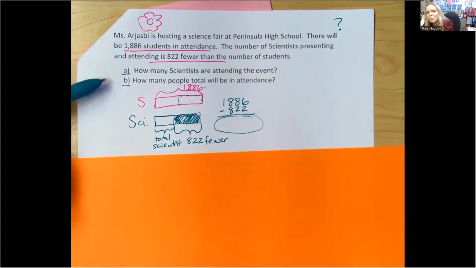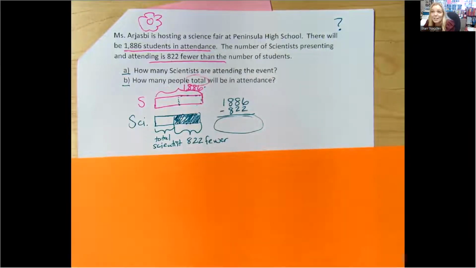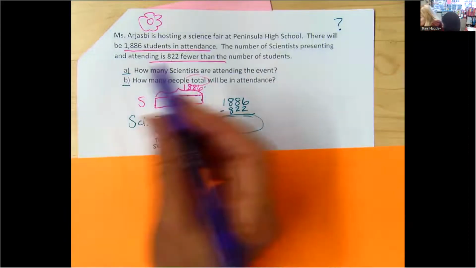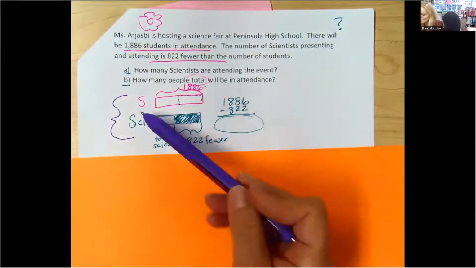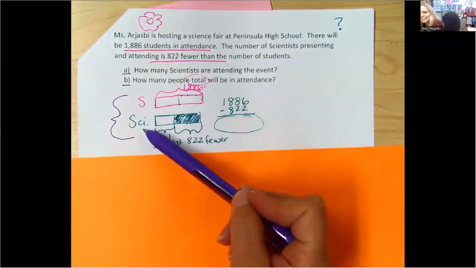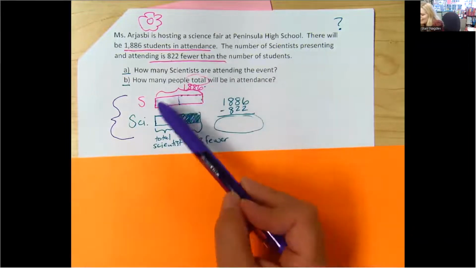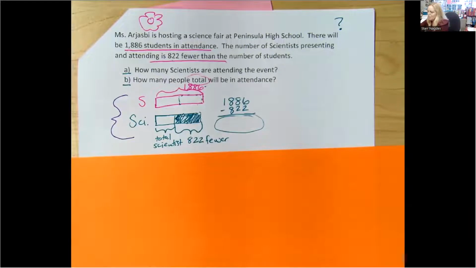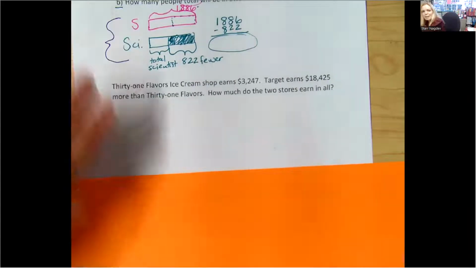How do we answer for part B? Of course, there's a clue word in there. It says total. How many people total? Well, guess what? Scientists are people. Students are people. So often with our brackets, we might see something that looks like this, and that would be saying the students and the scientists together. So I feel like you should be able to solve for that and answer for B. Okay, work through that. Make sure you can answer and you'll be good on the test, I promise.